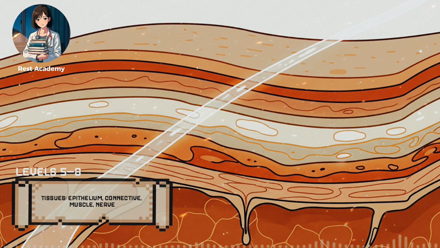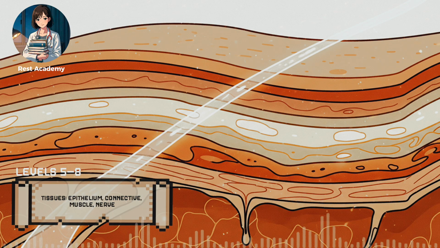Epithelium is a continuous sheet of tightly packed cells that covers surfaces and lines cavities, forming a selective boundary. These cells have polarity: an apical side facing the outside world, or a lumen, and a basal side anchored to a basement membrane, a thin specialized matrix that secures the sheet to underlying support.